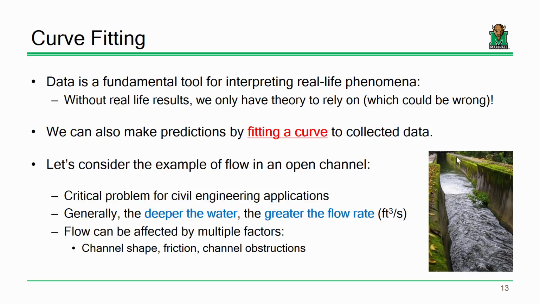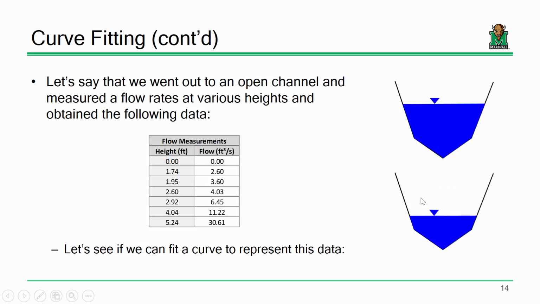And the general trend is that when the water is deeper, like measured from the surface down to the bottom of the channel, then it carries a greater flow rate. And there are other factors as well, like the shape of the channel, how rough the material is that the water is in contact with, whether there are rocks or other obstructions in the way. But there is definitely a trend there that relates the height of the water to the flow rate. And here, this diagram is just showing, if the depth of the water is relatively low, there's a smaller cross-sectional area compared to where the water is deeper.